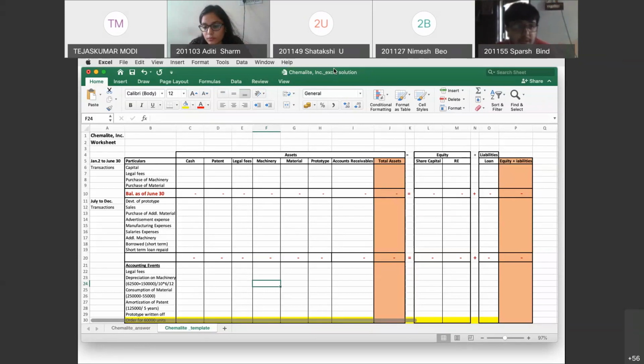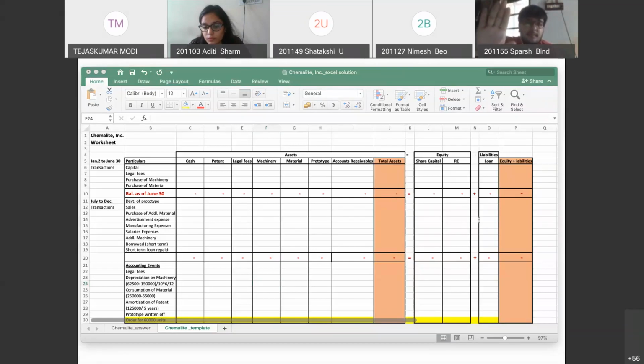Please participate now. I want Sparsh. We'll start with Sparsh, and you can raise your hand on this platform. Yes, sir. Please. Yes, carry on.